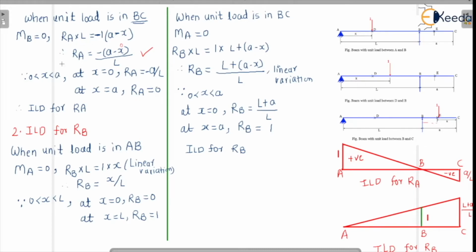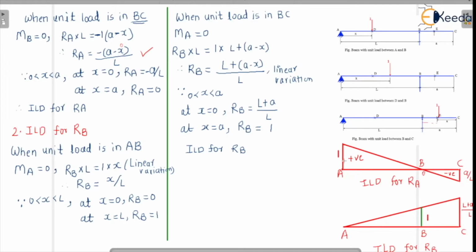So let us simply plot these values. Okay. So now just see here that when X equal to 0, RA is equal to minus A by L. When X is at this point, we are getting RA equals minus A by L. That's why it is negative. It is downward. And when X equal to A, RA is 0. So it is 0 here.